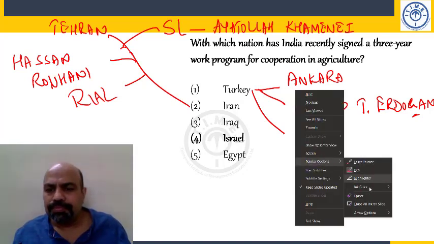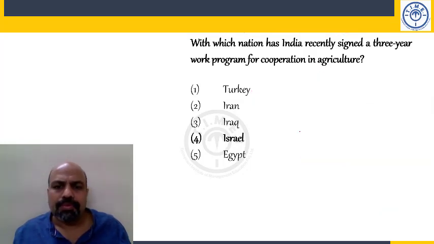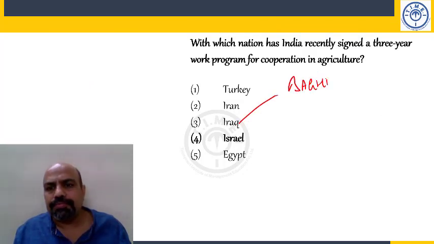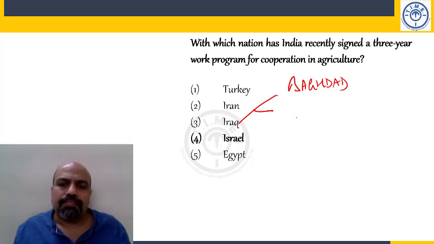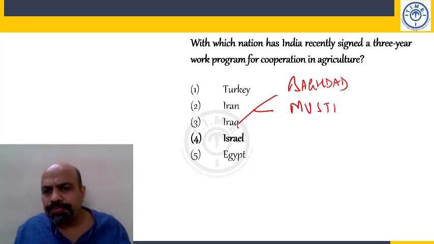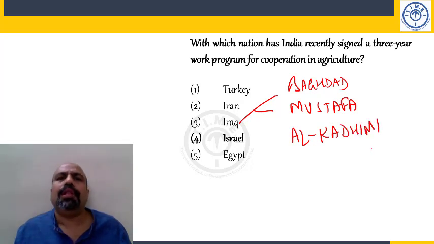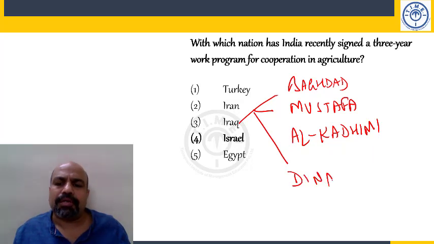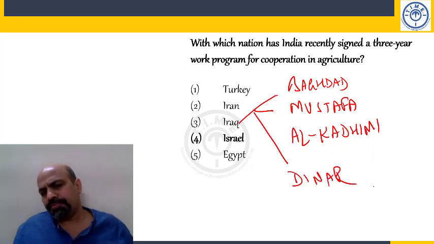Then Iraq, Baghdad, Prime Minister is Mustafa Al-Qadimi. The currency is dinar, Iraqi dinar.